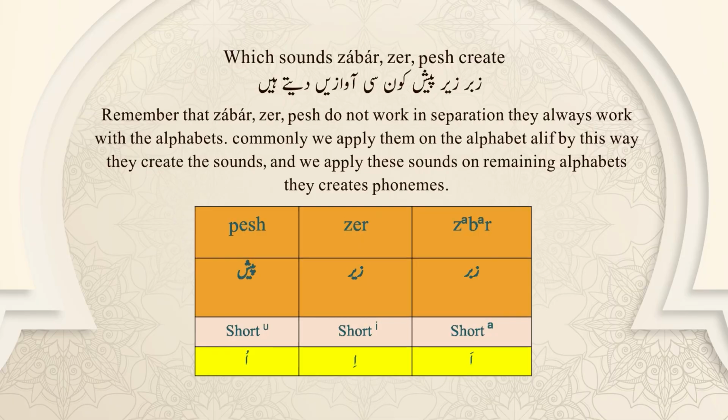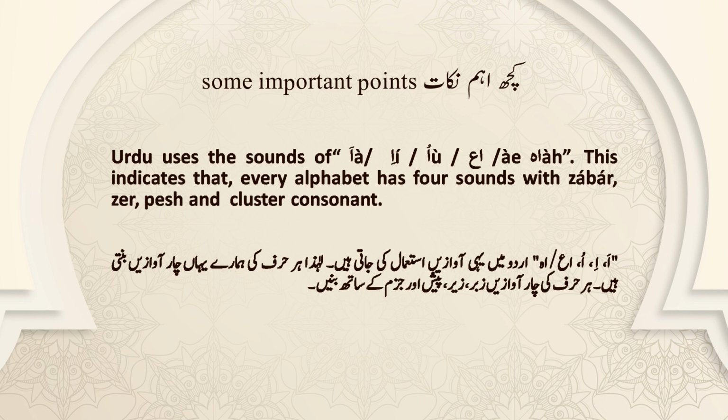I have told you that we use many sounds, and usually we use three sounds with these diacritic marks. They are A, E, O. They will not work in separation, they will work with alphabets. We use them with alif, then they make sounds like A, Zabar, E, Zair, O, Pesh. We have told you that Urdu uses the sounds of A, E, O, and with cluster consonant A, A.